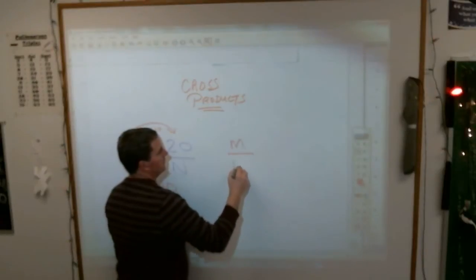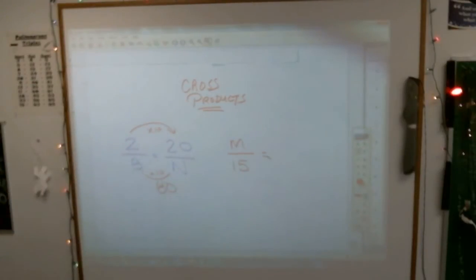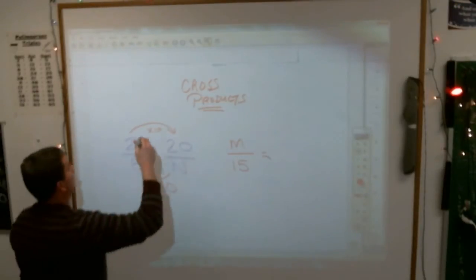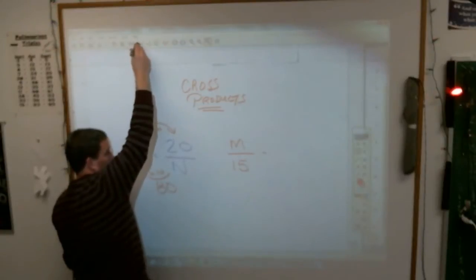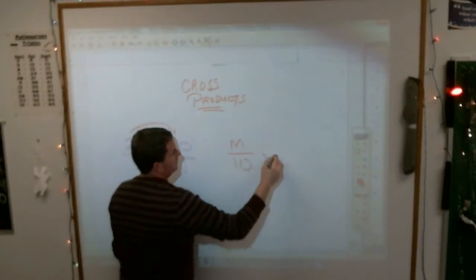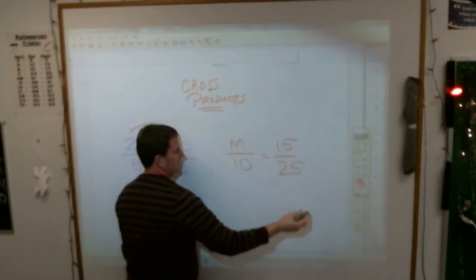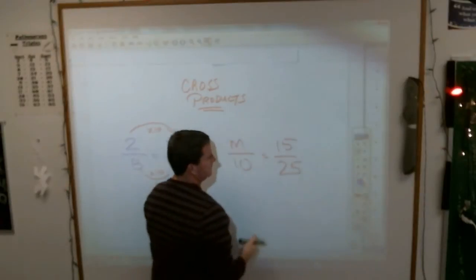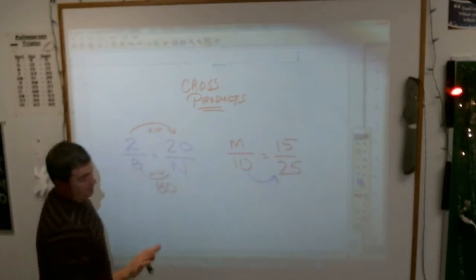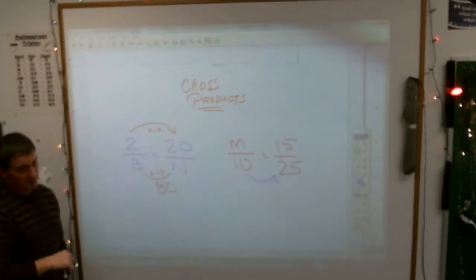M over 10 equals 15 over 25. Now some of you might say, can I do this? If you look at this, what times 10 gives you 25? You probably could do that and say, well, it's 2.5. Okay, but we're not going there.